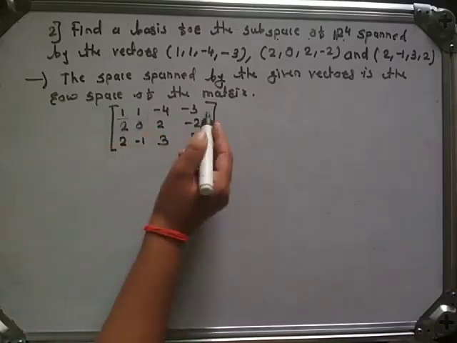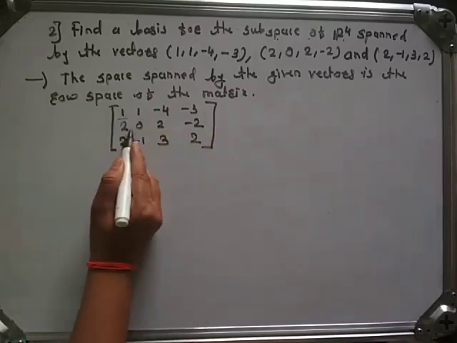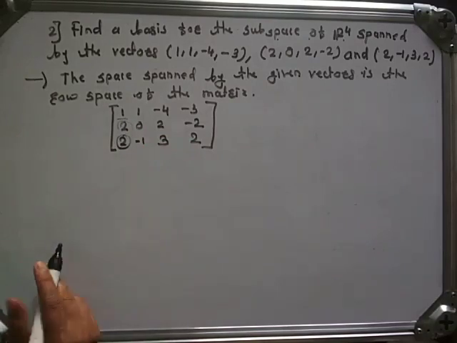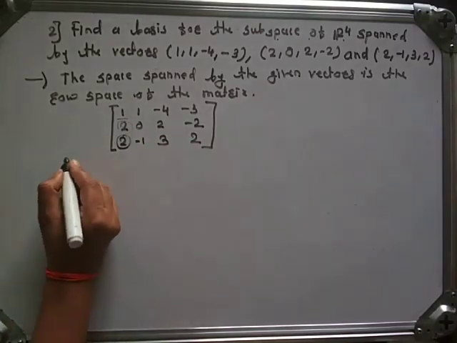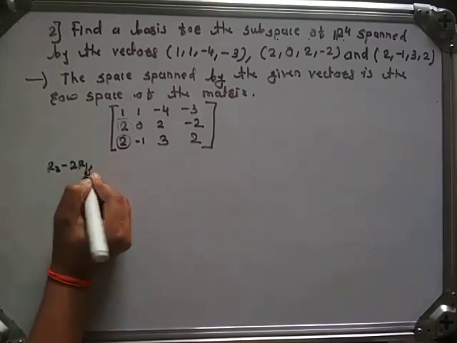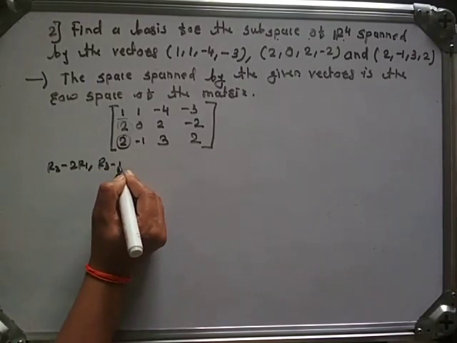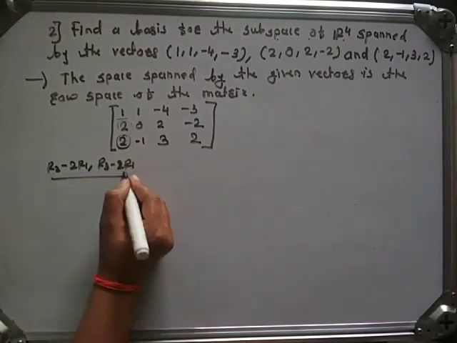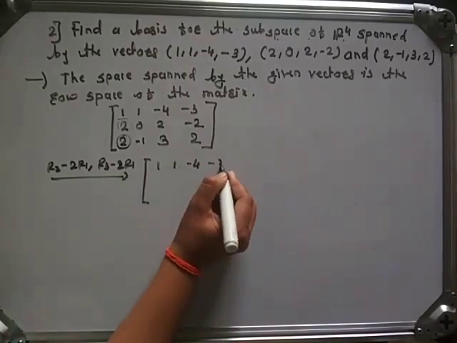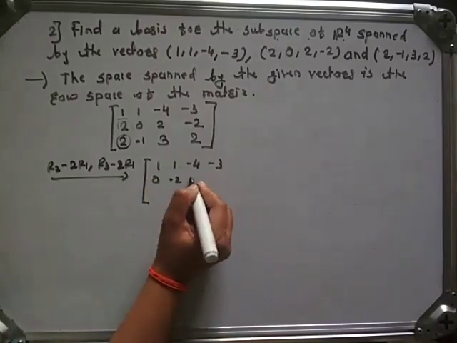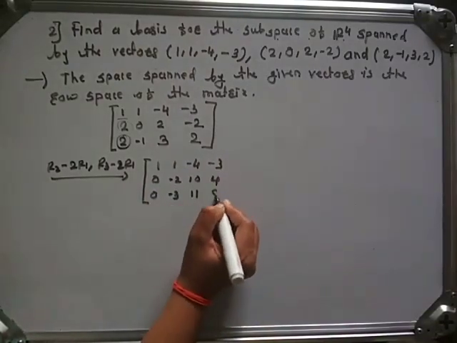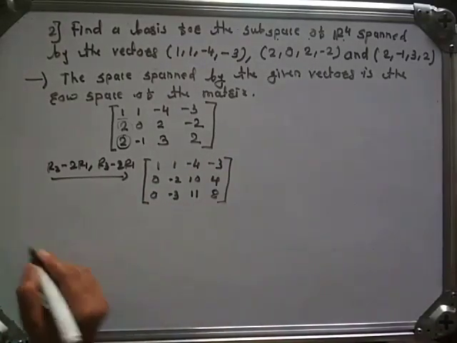This one is a leading one for the first row. So we will require 0 here and 0 here. For this we will perform the row operations R2 minus 2R1 and R3 minus 2R1. Okay. So we will get a matrix 1, 1, minus 4, minus 3; 0, minus 2, 10, 4; 0, minus 3, 11, 8. Okay. This is it.